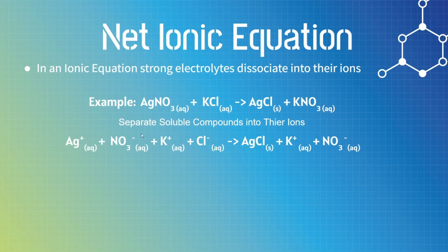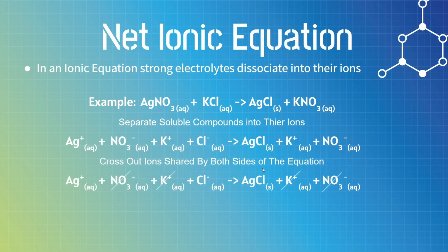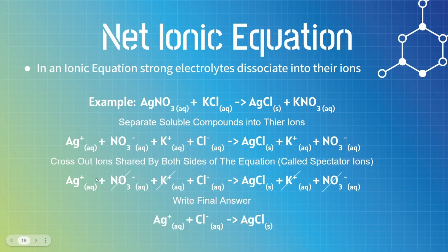We'll have Ag+, NO3-, and K+ and Cl-. And that'll become the AgCl, which we kept from before as it's an insoluble compound, plus K+ NO3-. Now we'll cross out the ions that are shared by both sides of the equation. This will be NO3-, K+, and we'll leave the Ag and the Cl. So our net ionic equation is going to be Ag+ plus Cl- becomes AgCl.